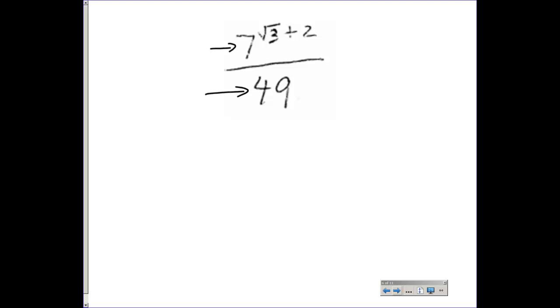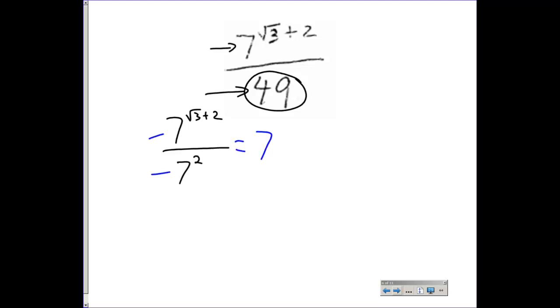So what we have to do is rewrite the whole problem. So 7 to the square root of 3 plus 2 over. Now I want to rewrite 49 with a base of 7. So 7 to what power gives me 49? And it turns out it's 7 to the second power. Now that these two numbers have the same bases right here, we can just subtract their exponents.